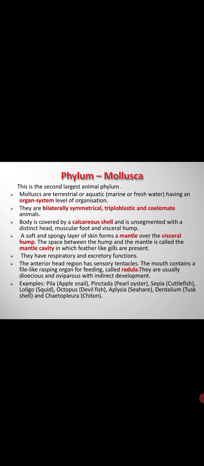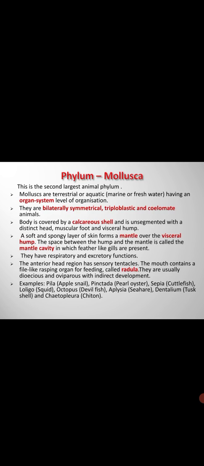They are bilaterally symmetrical, triploblastic and coelomate animals. The body is covered by a calcareous shell and is unsegmented, with a distinct head, muscular foot and visceral hump. So the body is divided into head, muscular foot and visceral hump. A soft and spongy layer of skin forms a mantle over the visceral hump.